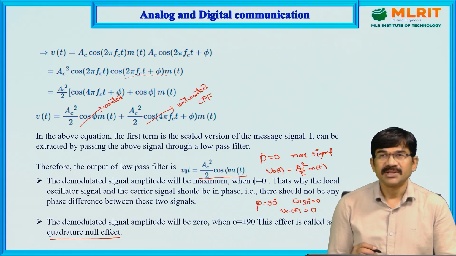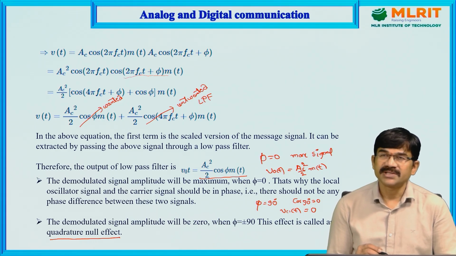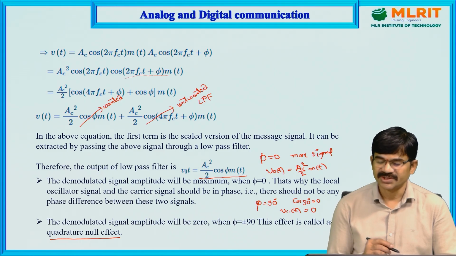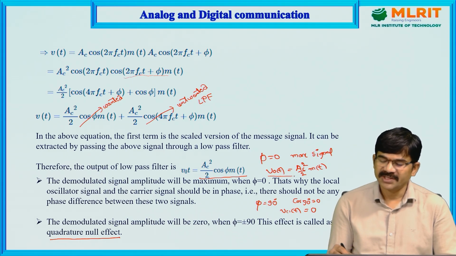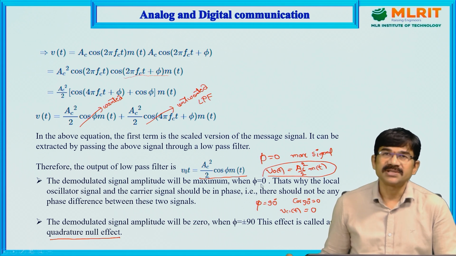So what is the demodulator doing? It is extracting the original information signal from the received signal. What is the original information signal? M of t, what we transmitted from the transmitter section. So finally the output of the DSBSC demodulator is nothing but AC square by 2 m of t. So this is about the DSBSC demodulation system.